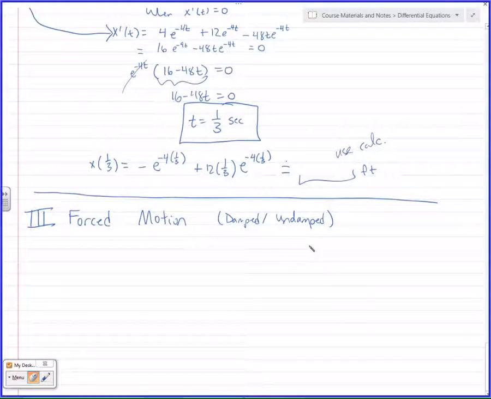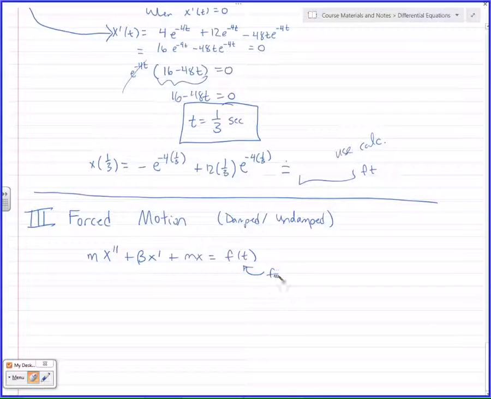But the only thing different from Roman numeral 1 and 2 is that instead of it being homogeneous, there's now a function on the right-hand side. X double prime, right, a mass plus beta x prime plus kx is now some function f of t, okay? A forcing function.